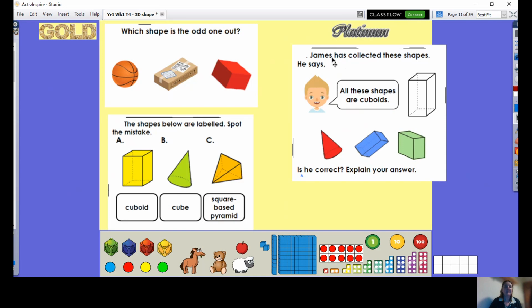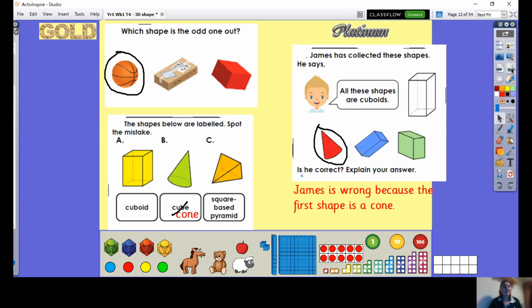And then here, James, like Henry, has collected some shapes. He says he's got cuboids. Are they all cuboids? Okay, so you might want to pause the video here, and then I'll move on with the answers. I haven't obviously given answers for the silver because everybody's going to find some different things around their house, but these are the answers for the gold and the platinum challenge if you had a go at those.